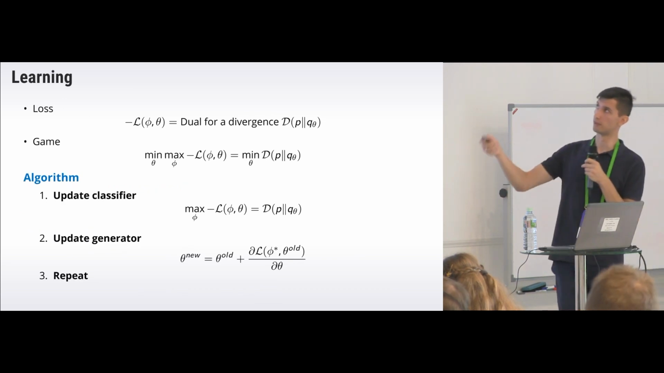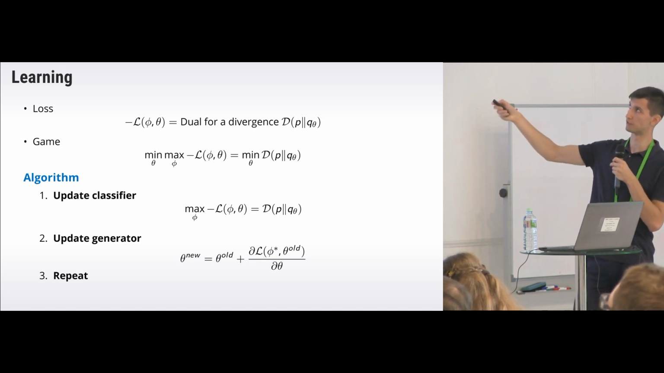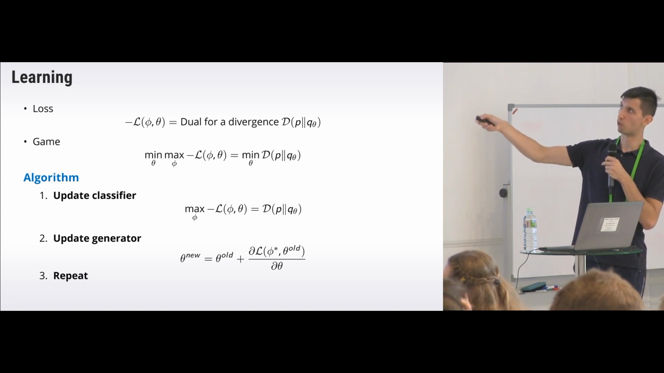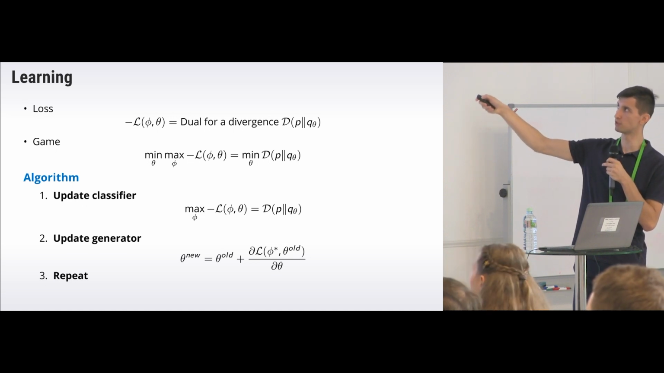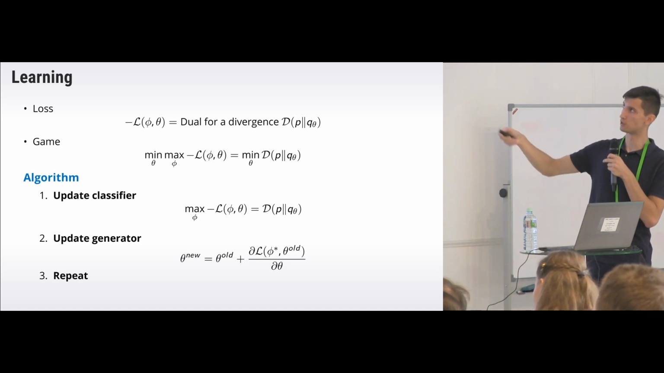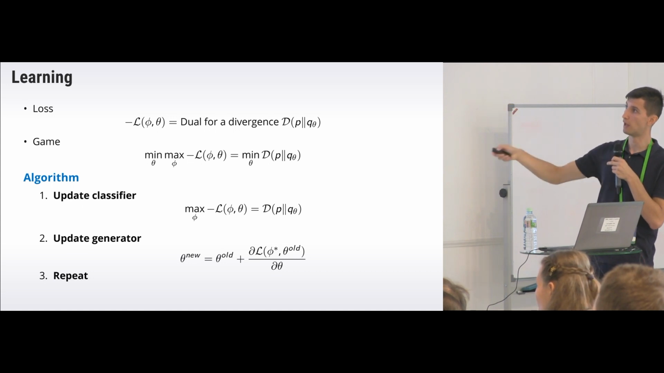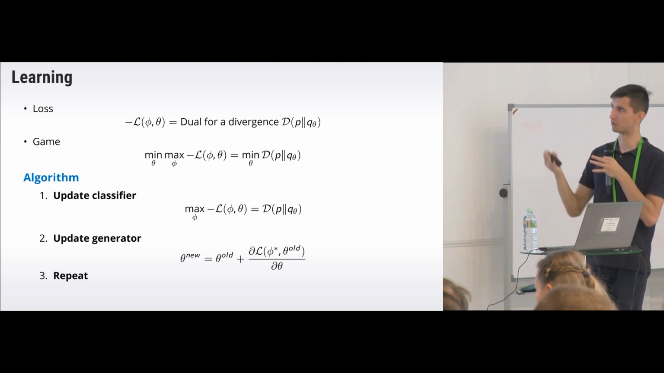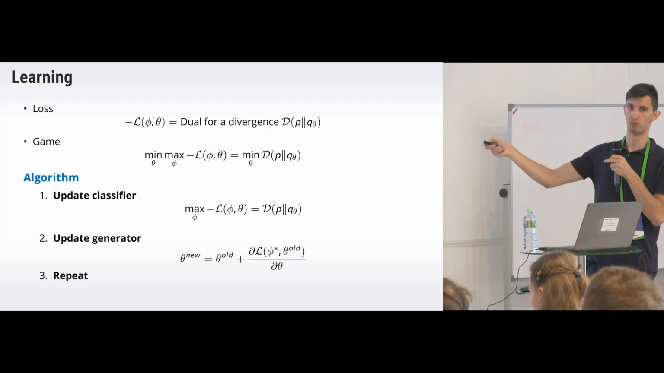Basically, we just say that our minus loss is a dual for some kind of divergence. And then our game is the minimum of the maximum of minus loss. It is the same as the minimum of divergence, the minimum over the parameters of the generator. So at every generator step, we will be minimizing some divergence between two distributions. And at the first step, the update step of the classifier, we will compute this divergence.